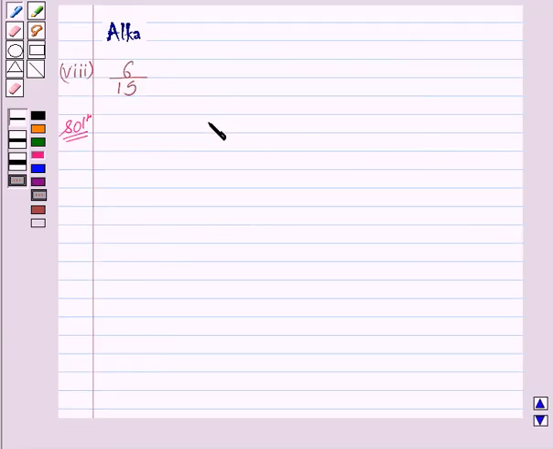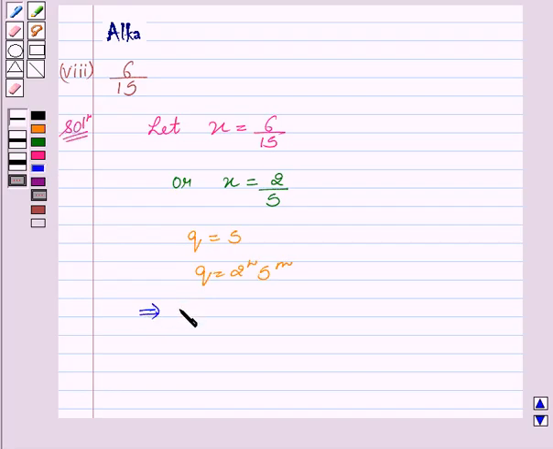Let x be a rational number which is equal to 6 upon 15. Now we can express 6 upon 15 to its lowest term, so x can also be written as 2 upon 5. We see that here q is 5, which is of the form 2 to the power n and 5 to the power m. This implies that the given rational number x has a terminating decimal expansion.